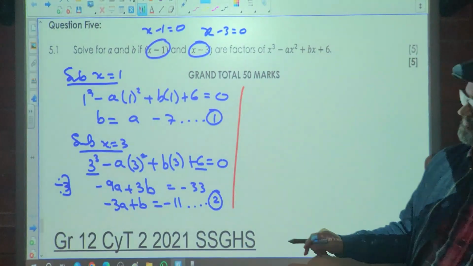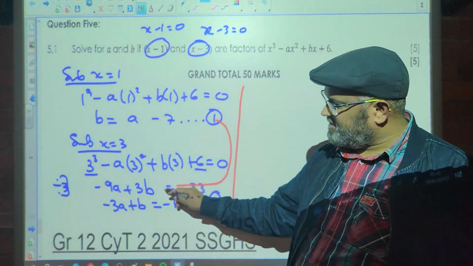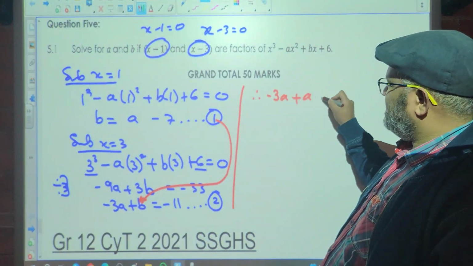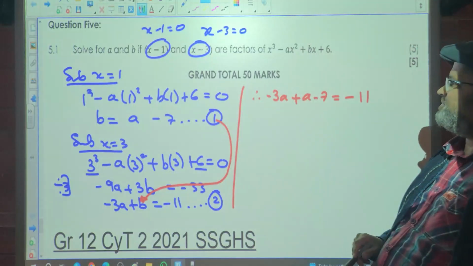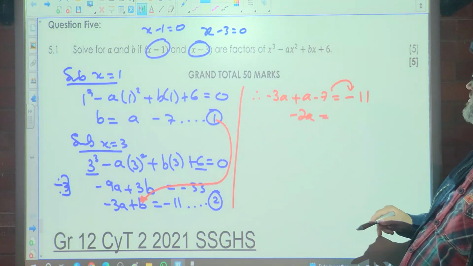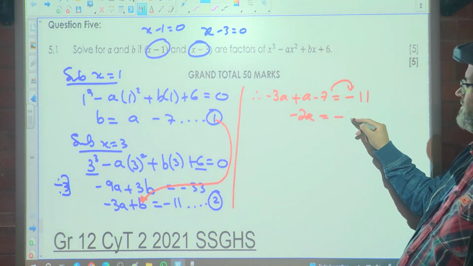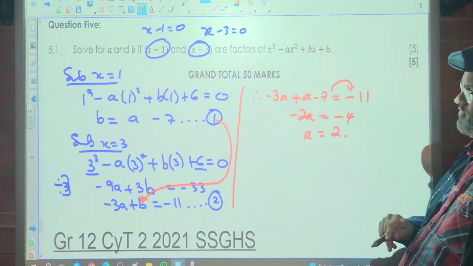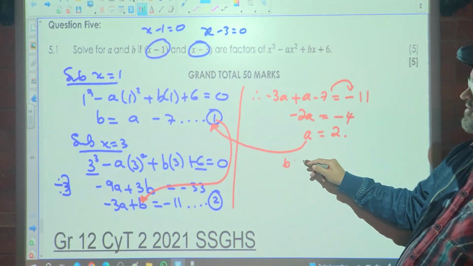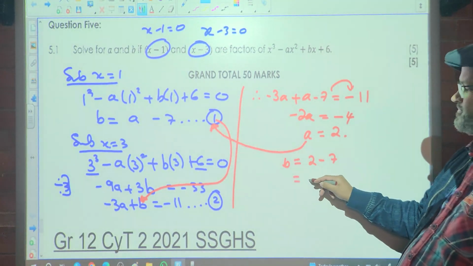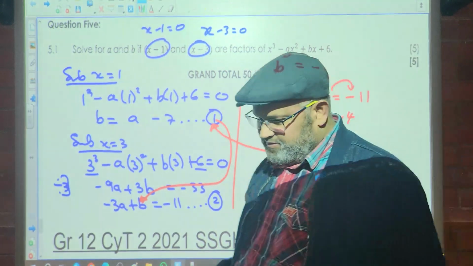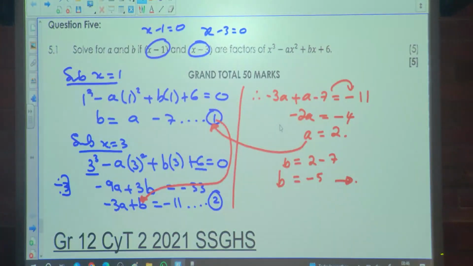So what do I do now? Sub equation 1 into equation 2, where b is a minus 7. So negative 3a plus a minus 7 is equal to negative 11. Over the equal sign, it becomes negative 2a is equal to negative 4, so a gives me an answer of 2. What we then do is sub that into equation 1. So b is equal to 2 minus 7, which is negative 5. There's your value for a and b.